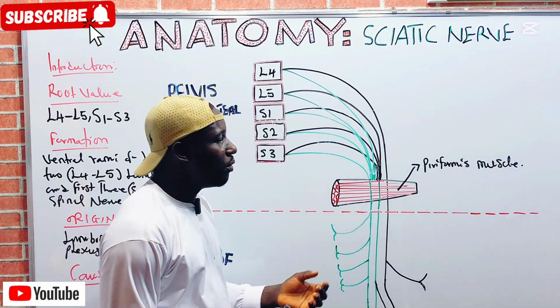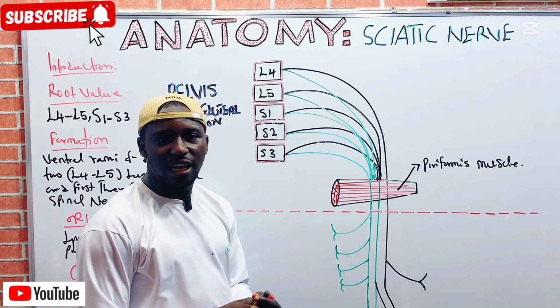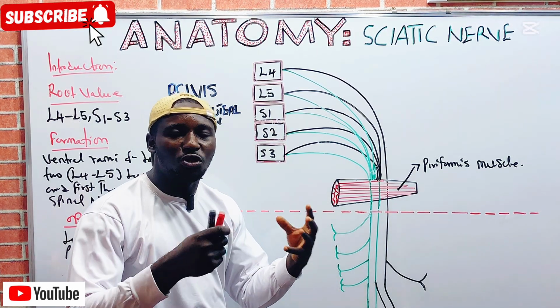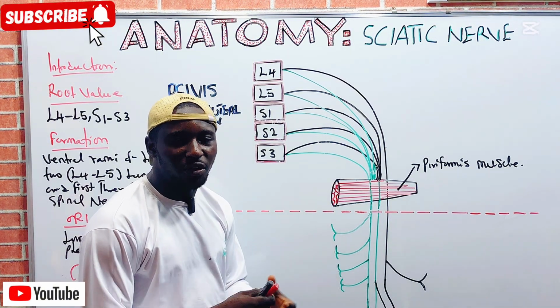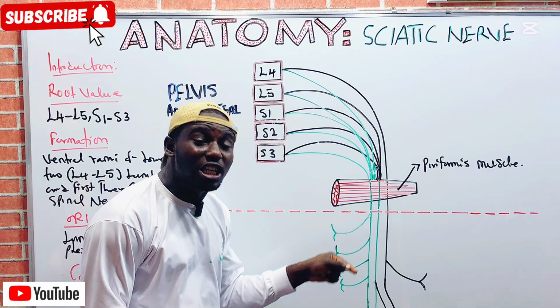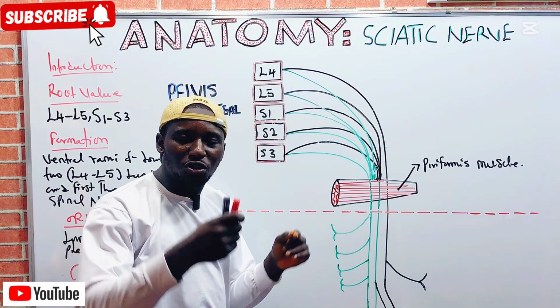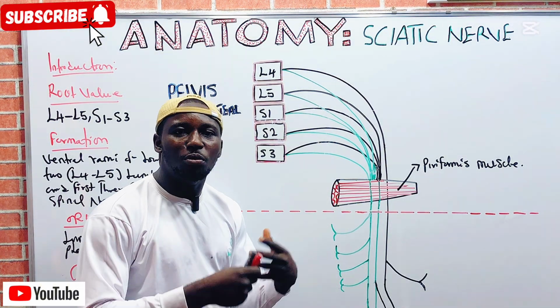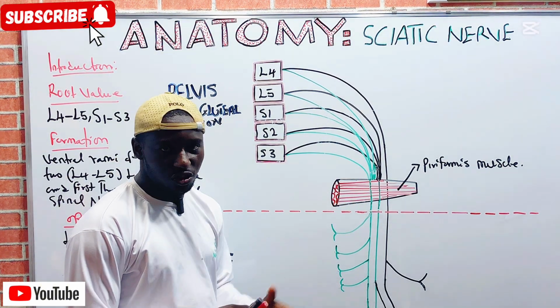Now, in the gluteal region, it travels and descends between the greater trochanter and the ischial tuberosity at the back of the thigh. That is when it has entered the gluteal region. In the gluteal region, it descends and travels between the greater trochanter and the ischial tuberosity at the back of the thigh. That is what it does.